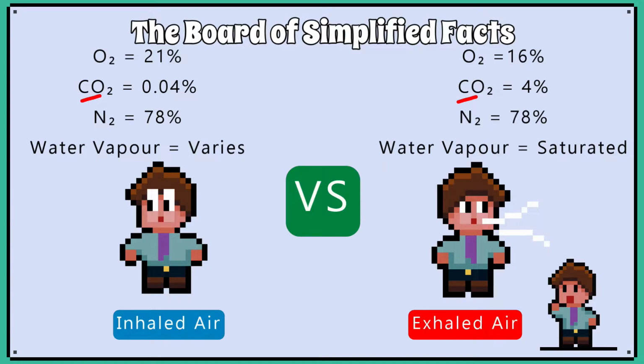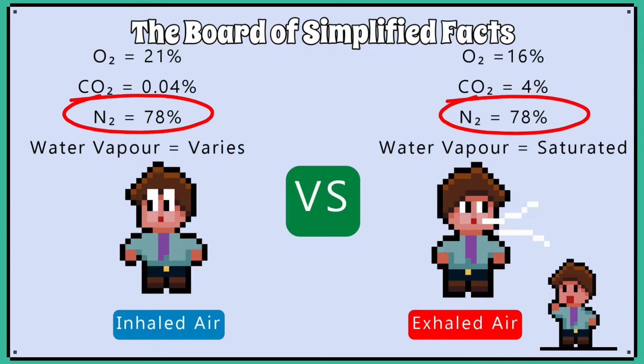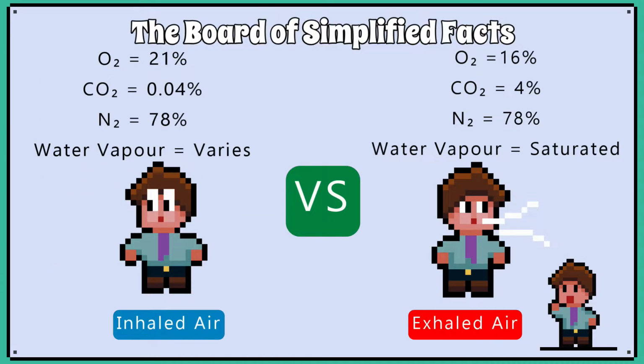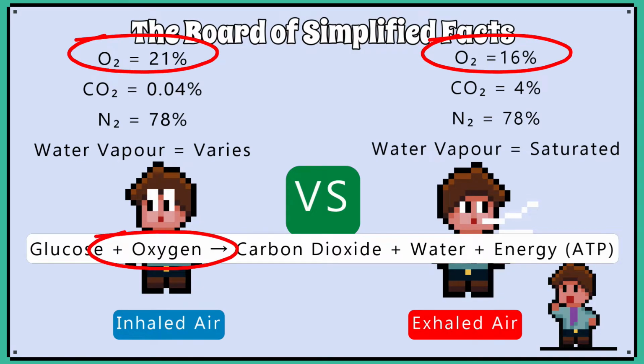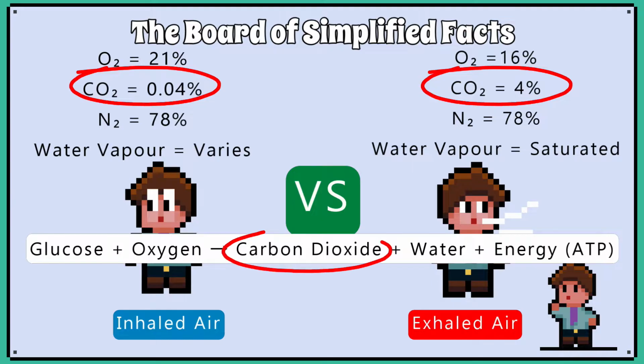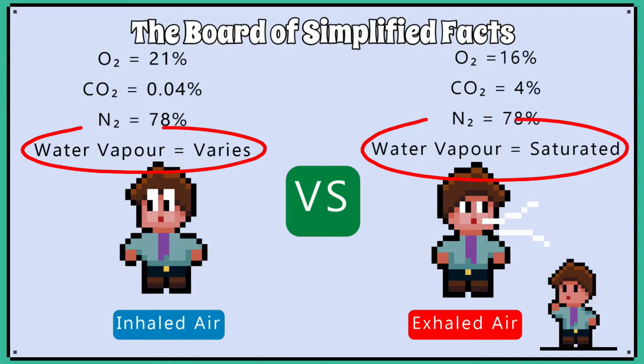Nitrogen doesn't change, so is 78%. This is because nitrogen is an inert gas, and our body can't use it. Oxygen drops to 16% because the body has used up some oxygen for aerobic respiration. Notice our bodies don't use up all 21% of the oxygen because they're just not that efficient. Carbon dioxide levels increase to 4% in exhaled air because carbon dioxide is produced by aerobic respiration. Water vapor is saturated in exhaled air because the alveoli are moist and the air is warmer so it can hold more moisture.